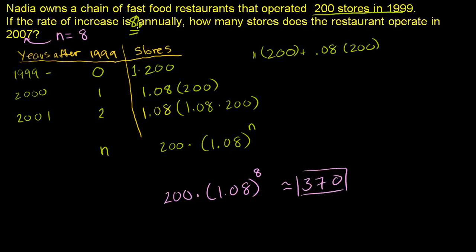So 8% growth might not look like something that's so fast or that exciting. But in under a decade, in only 8 years, she would have gotten her restaurant chain from 200 to 370 restaurants. So over 8 years, you see that the compounding growth by 8% actually ends up being quite dramatic.